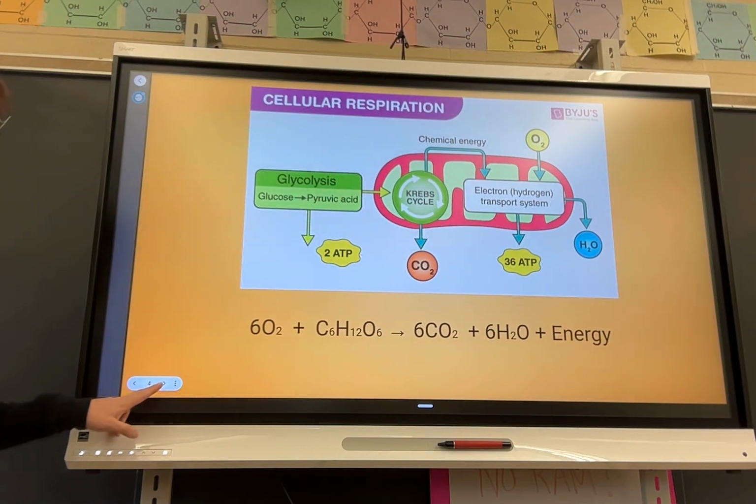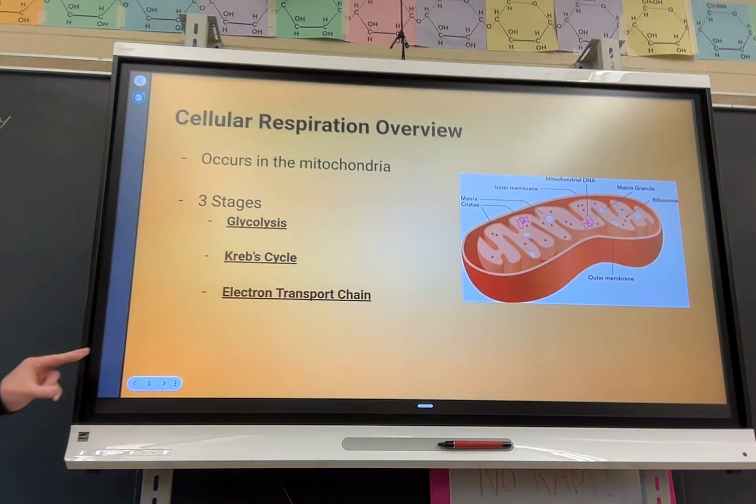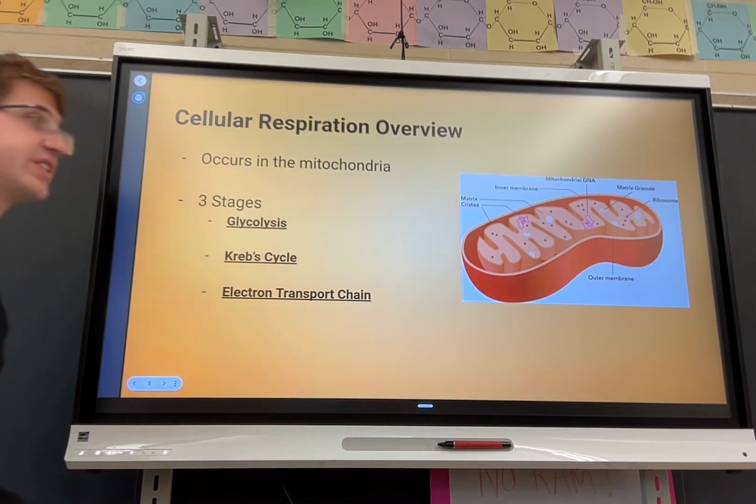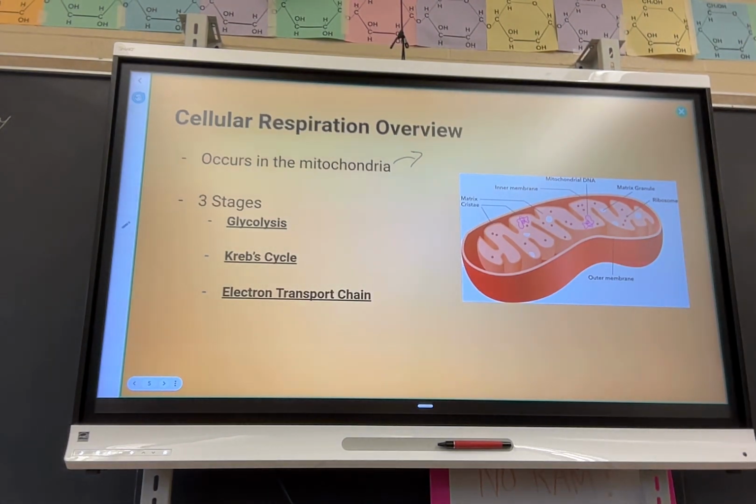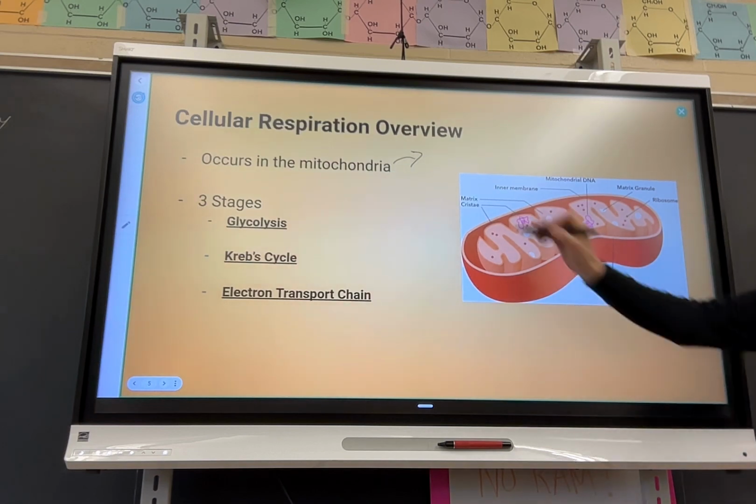Hearing none. Okay, so overview of cellular respiration. It's going to happen in the mitochondria. So the mitochondria, we said in the last unit, anybody remember what the title of the mitochondria is? You just shout it out. Powerhouse of the cell. Good.